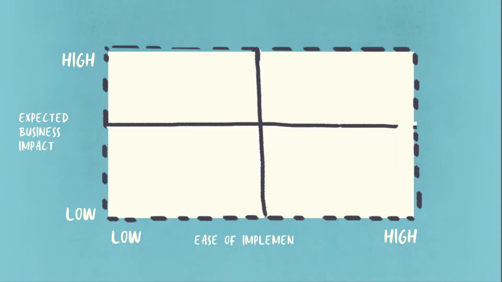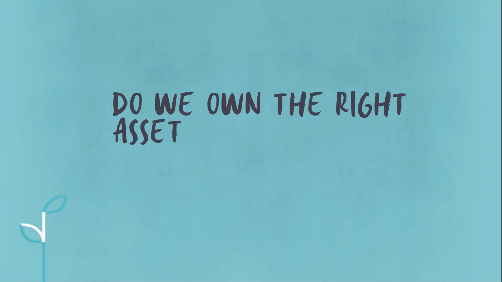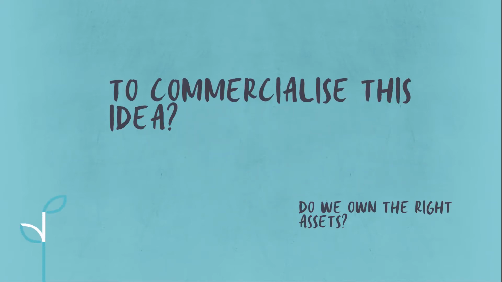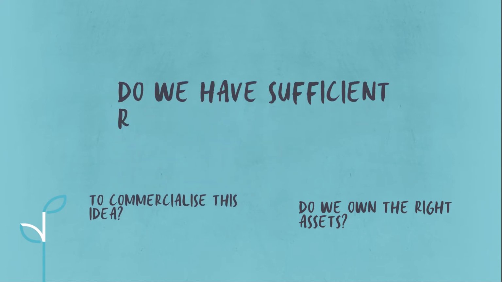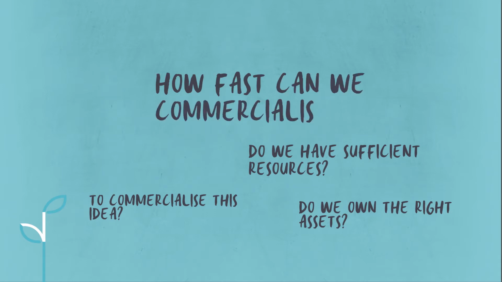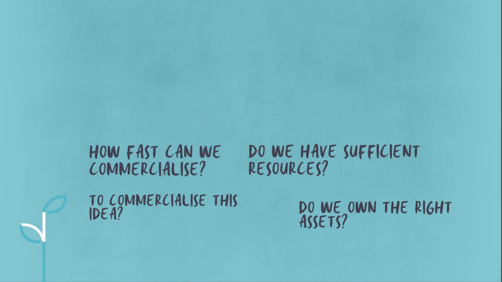Second, the ease of implementation is assessed. Here, you take the likelihood that you implement it fast and without major shortfalls into account. Ask questions like, do we own the right assets and capabilities in order to commercialize this idea? Do we have sufficient resources available at the moment? And how fast can we commercialize the idea? Ease of implementation is about being honest with your business's current capabilities.